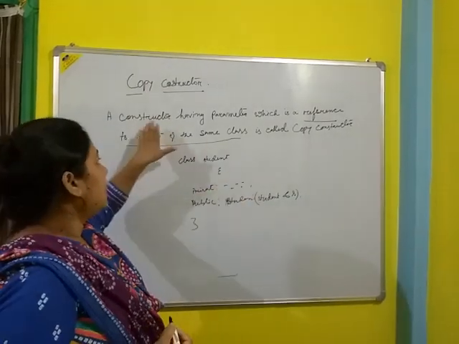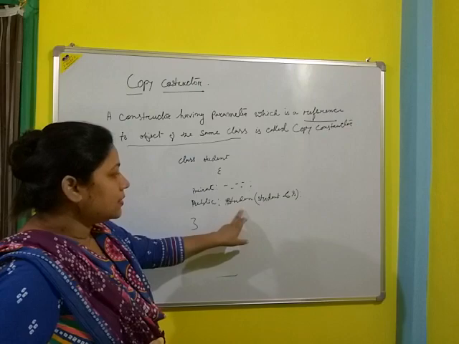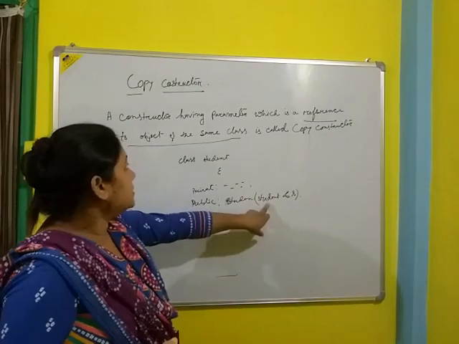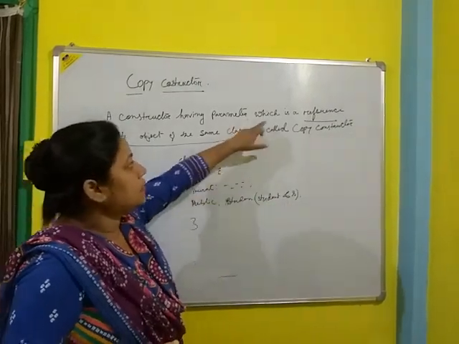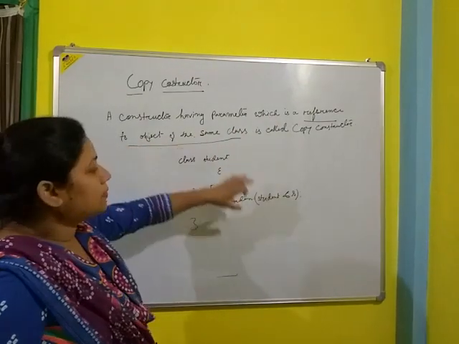Okay, so a constructor having parameter, this is a constructor that has a parameter which is a reference to an object of the same class.